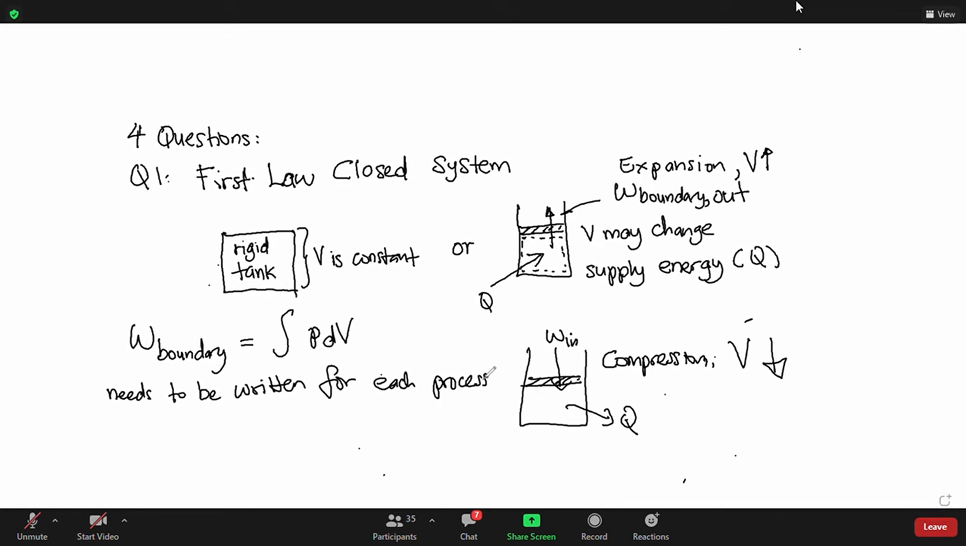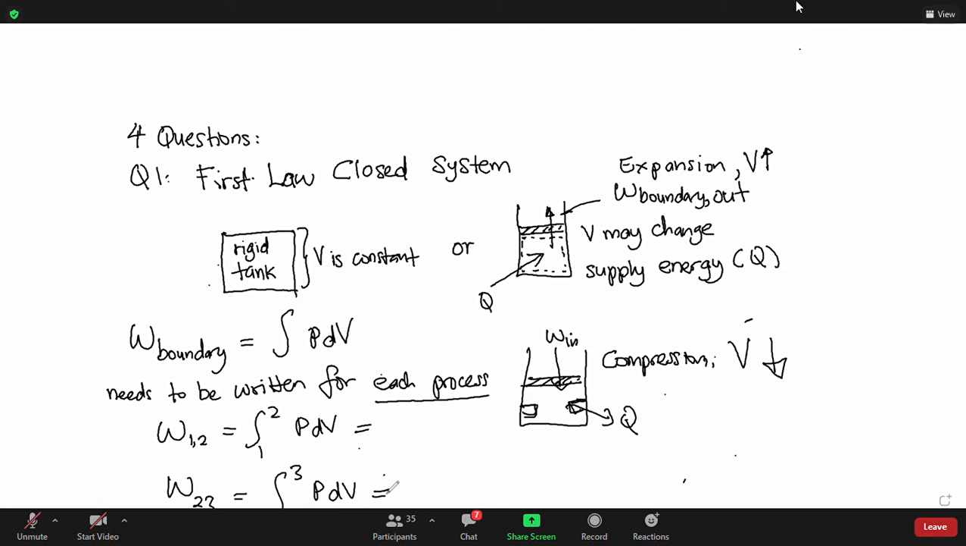First, this thing goes up or this thing goes down. And then suddenly you have a stopper here. When it's going down, it's constant pressure. Once it's stuck here, then it's constant volume. So you have two processes, so you have to write the boundary work for each process. So work 1-2, for instance, integral from 1 to 2 P dV. Work 2-3, integral from 2 to 3 P dV. This may be a constant pressure process. This may be a polytropic process.